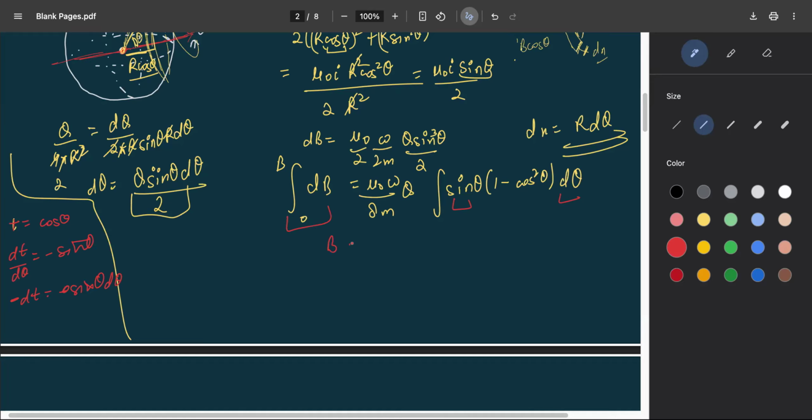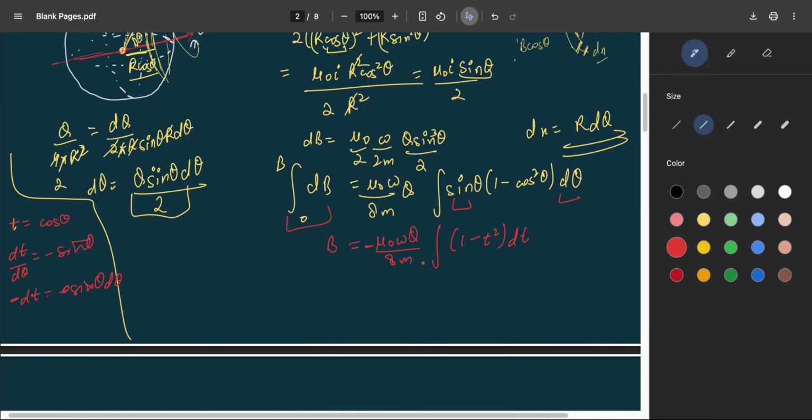So this will result to B. This is the complete integration for B. Here it is mu naught omega q by 8 pi. This integration results as 1 minus cos square theta, which we already kept as t, so it will result to t square, and here it is dt. And there is a negative at the front because there was a negative associated with it.